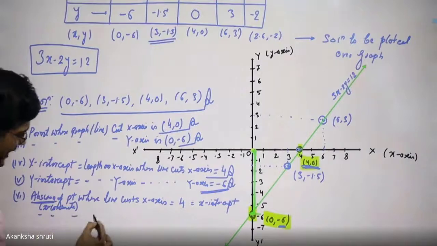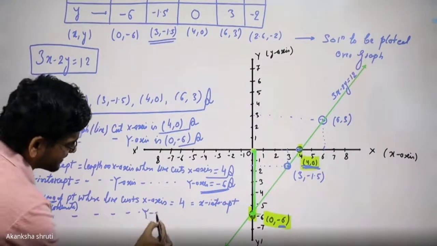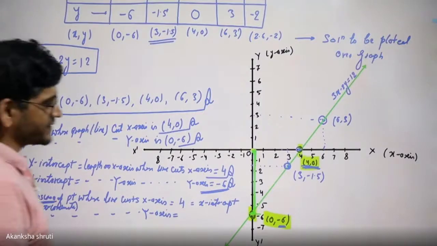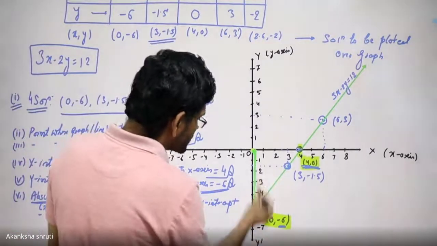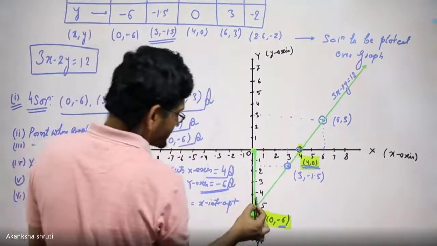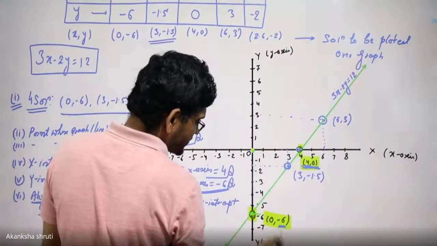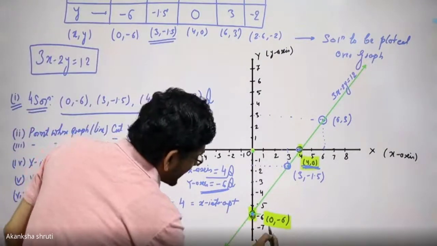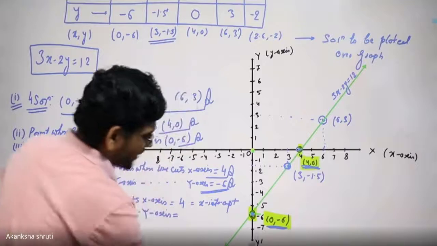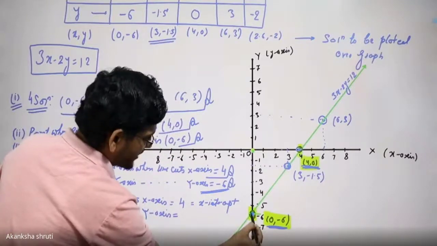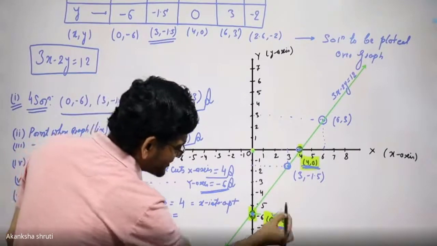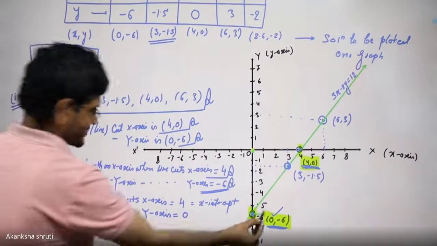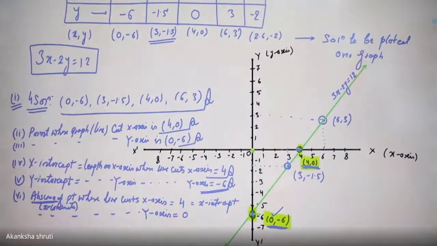Abscissa of the point where the line cuts the y-axis. Students, abscissa of the point where the line cuts the y-axis. So come to that point where this line is going to cut this y-axis. Now it is this point, student, and it is this one. So the y-axis intersection point is this one. Their abscissa means their x coordinate. It is our 0. So abscissa means the x coordinate.